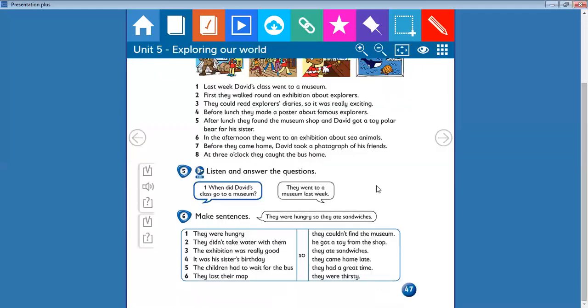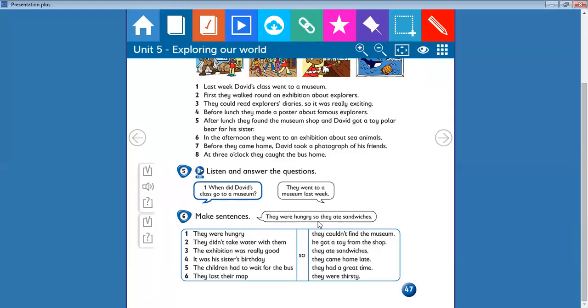All right. Now we are going to try to make sentences using this table. So here, we have an example. They were hungry, so they ate sandwiches. Of course, here we always use the simple past. We are talking about the simple past.